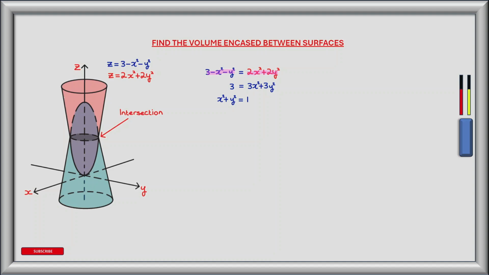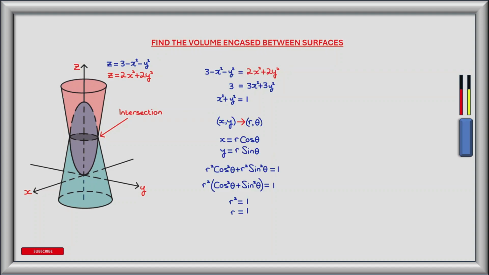Adding x squared plus y squared to both sides gives 3 equals 3x squared plus 3y squared. And dividing both sides by 3 leaves x squared plus y squared is equal to 1. As we can see, x squared plus y squared equals 1 is the equation of a circle with radius 1. Let's now convert this from Cartesian coordinates, so that's x, y, to polar coordinates, so r, theta.